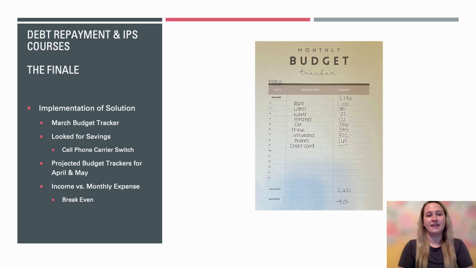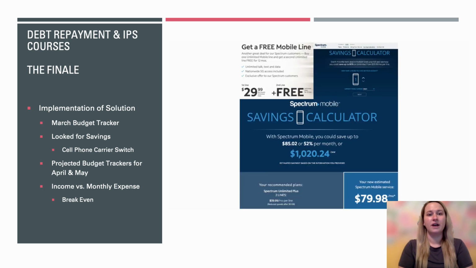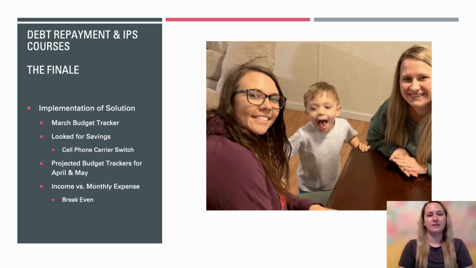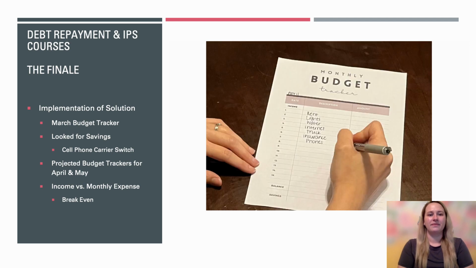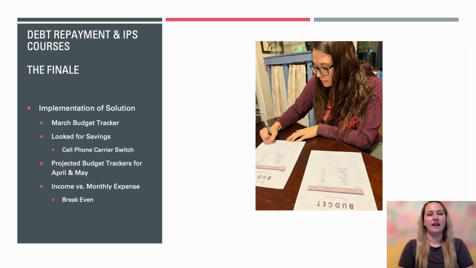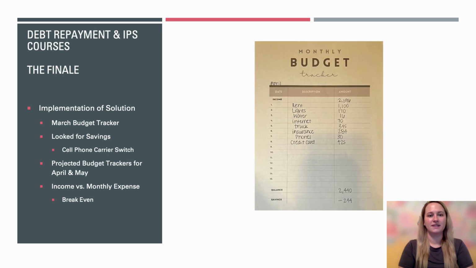We were able to see that if she changed her cell phone carrier, she would be able to save close to $130 per month that she could put towards other bills. As you can see, financial health starts early. We then went on to complete projected budget trackers for April and for May. After these trackers were completed, we did a comparison of the 3 months, March, April, and May, to see the differences in the expenses.